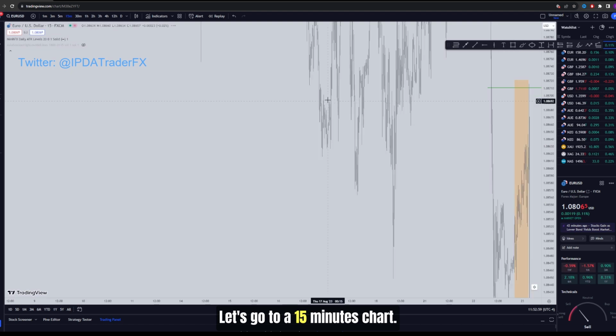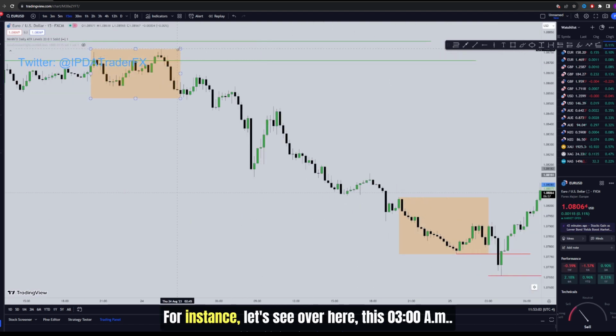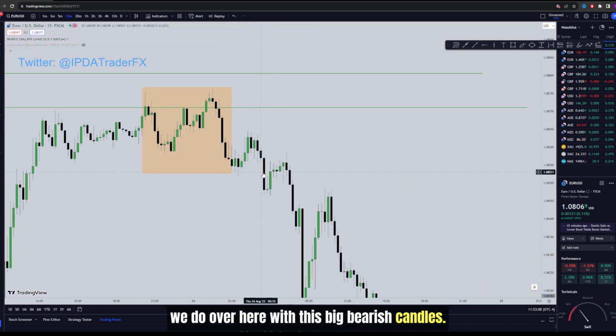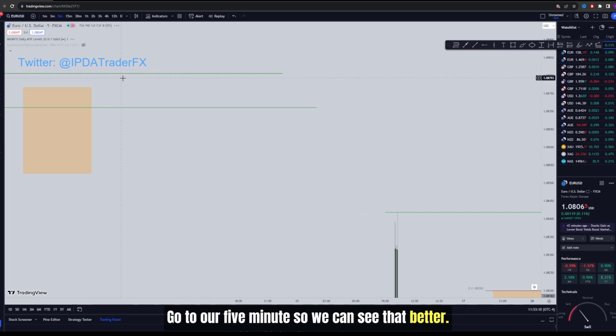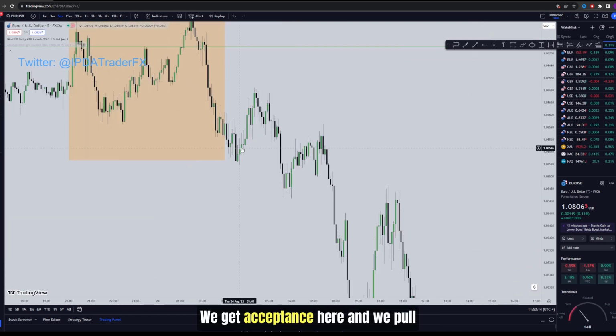Let's go to a 15-minute chart, for instance. Let's see over here. This is 3 a.m. This is correct. And you're looking for acceptance, which we do over here with this big bearish candle. Let's go to our 5-minute so we can see that better. We get acceptance here, and we pull back into the fair value gap, as we said. You could have used this as your entry point.